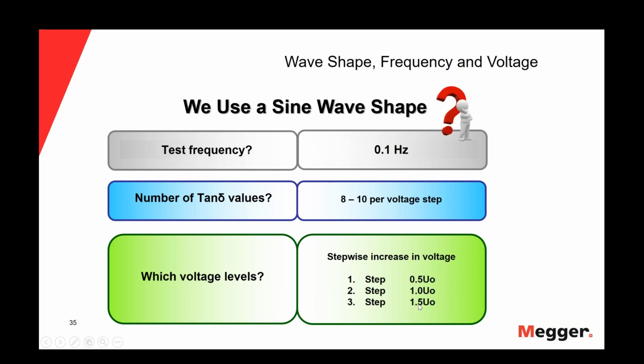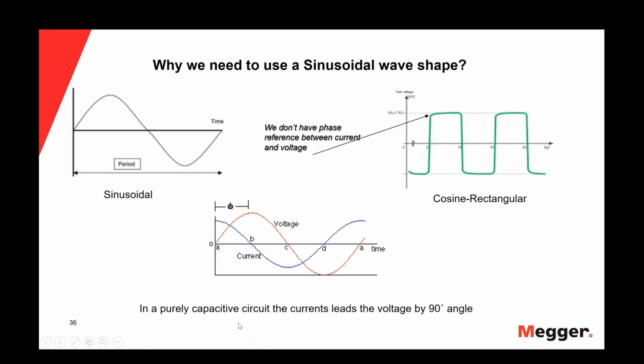So why do we need to use a sine wave shape to do the tan delta? Well, the reason is that, for instance, in a purely capacitive circuit, the current leads the voltage by a 90 degree angle, and remember that we need the reference of the shift angle between the voltage and the current, as we saw in the previous slides. So we need that reference. In a cosine rectangular wave shape, we lose that reference. We don't have the phase reference between the current and the voltage. For that reason, we need a sine wave shape to do the tan delta test.